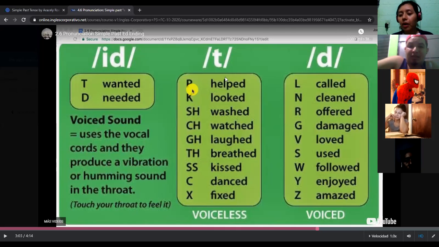So now I'm going to need one of you to help me with reading these verbs, okay? So we're going to practice by reading these verbs. Vamos a practicar leyendo los verbos. Iniciamos aquí con Isael. Please.